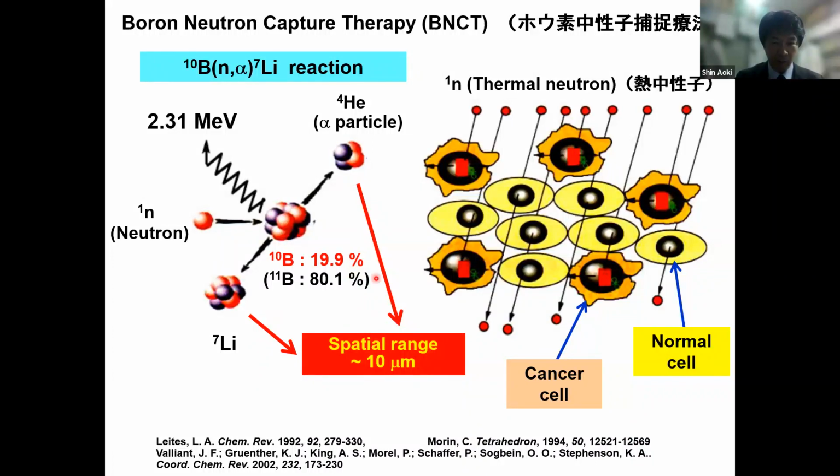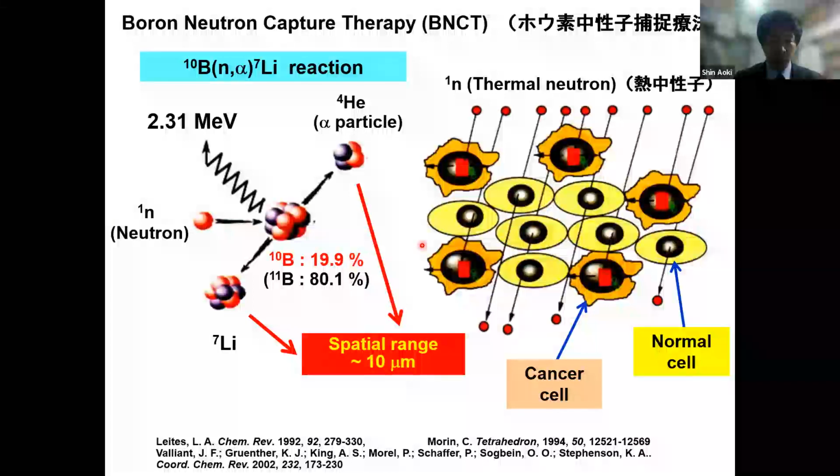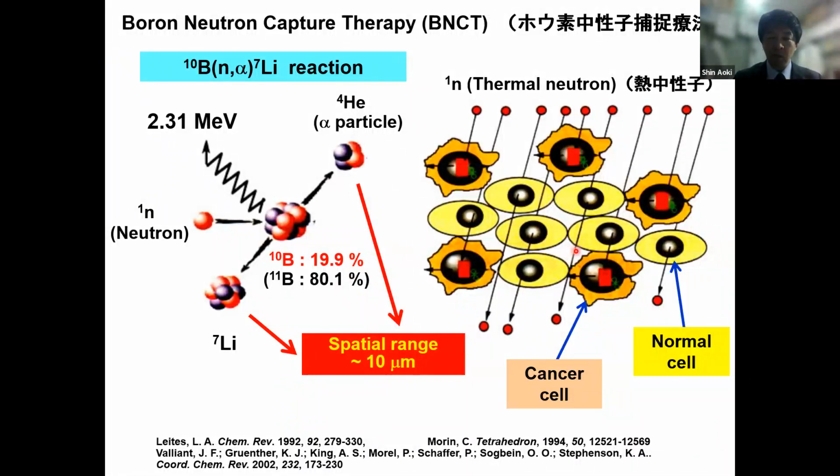cells around these two particles, because the size of normal cells and cancer cells is very close, about 10 micrometers. Therefore, if you can accumulate the boron-10 compound in cancer cells, and irradiate the B10 compound with thermal neutrons, you can decompose or give serious damage only to the cancer cells.